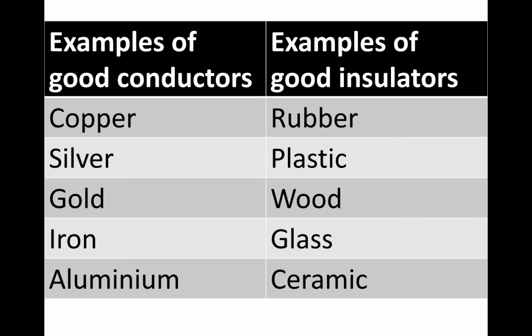Examples of good conductors are copper, silver, gold, iron, and aluminium. Examples of good insulators are rubber, plastic, wood, glass, and ceramic.